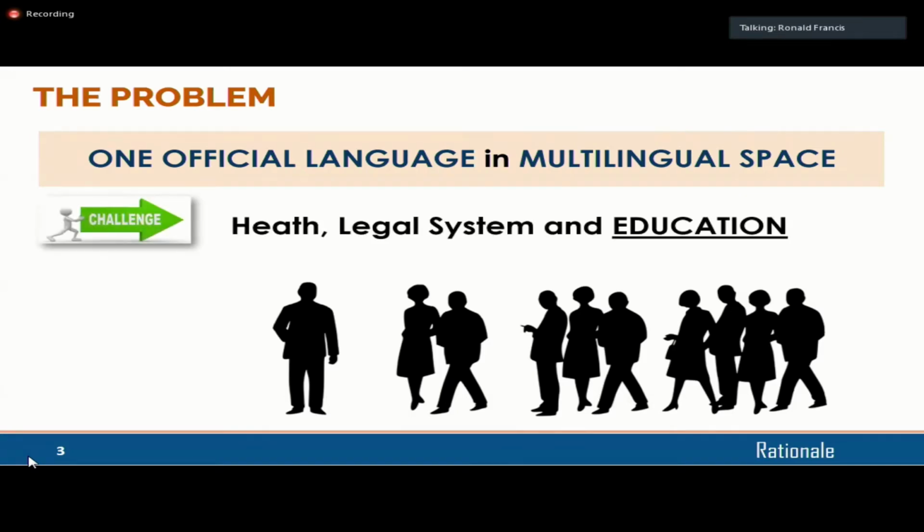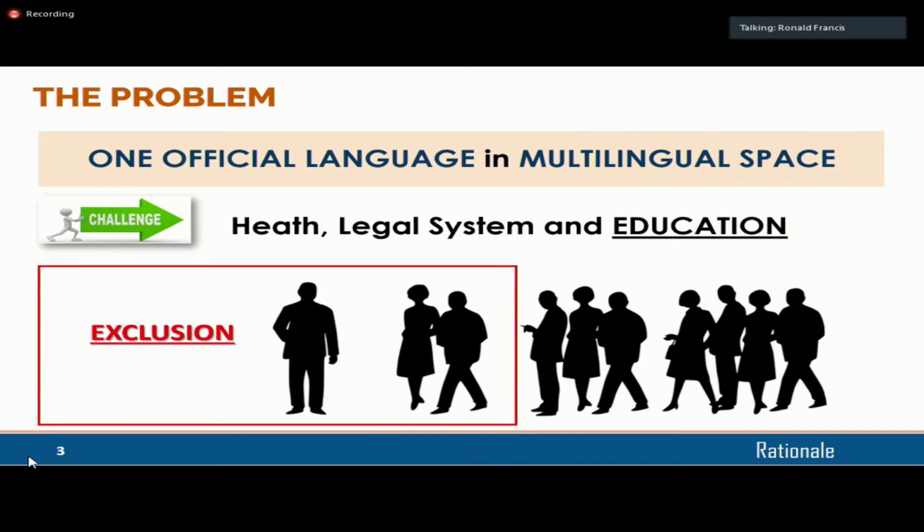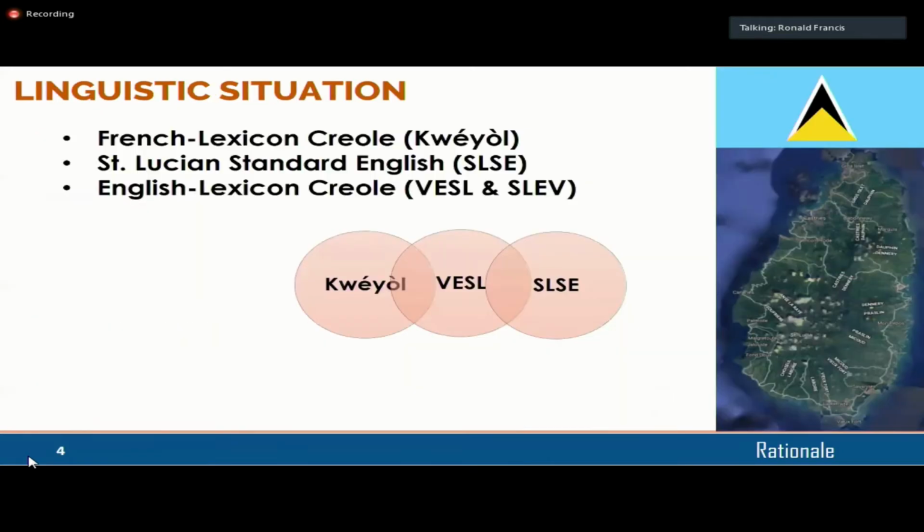But the problem is that people who are native speakers of the minority language or the Creole languages have challenges because public institutions do not accommodate them. And people have done research in the health sector, the legal system, and in education in particular, where my research is coming in. And the problem is that these people are automatically excluded from these public institutions because they need some kind of help to navigate the system.